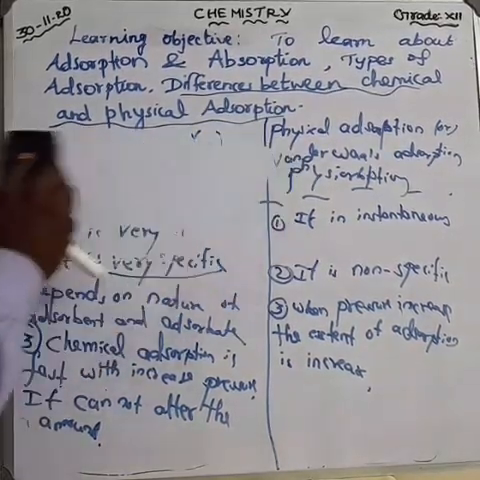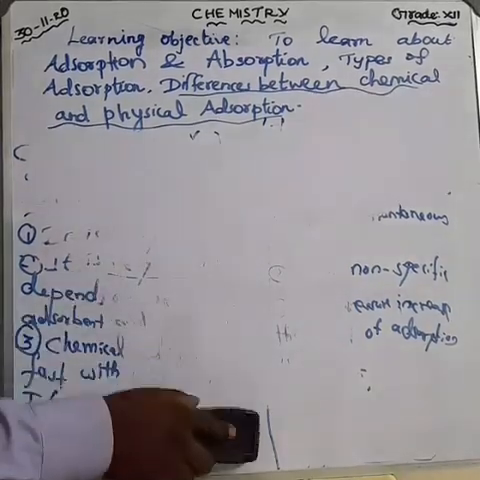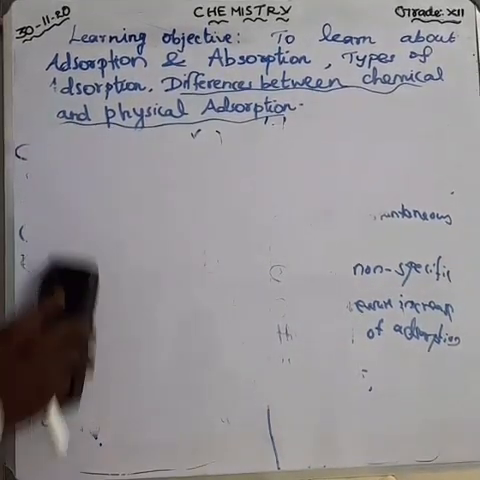Next, the fourth point. We should learn all the points. I think there are 8 or 9 points.